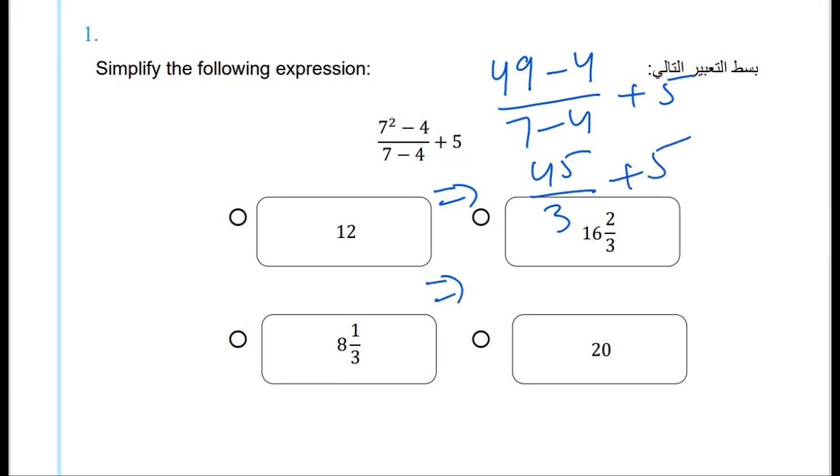Now, 45 divided by 3. Recall the BODMAS rule: first you have to divide and then add. So it's going to be 15. 45 divided by 3, three 15s are 45, plus 5. Now you would add. So 15 plus 5 is going to be 20. So the right answer is 20.